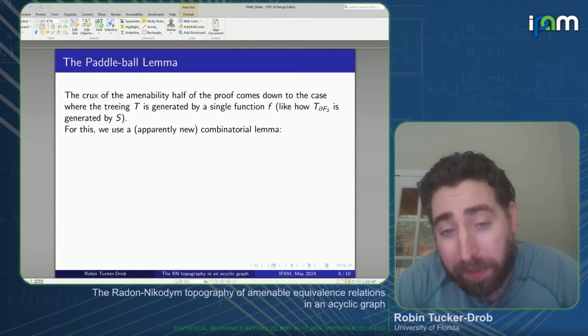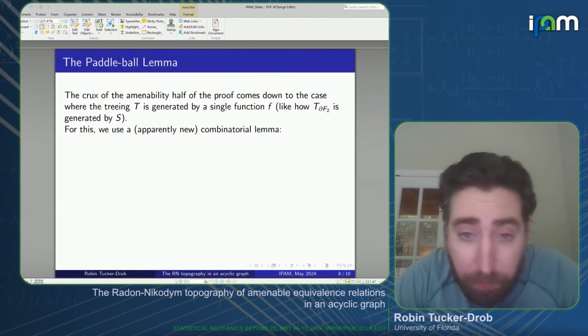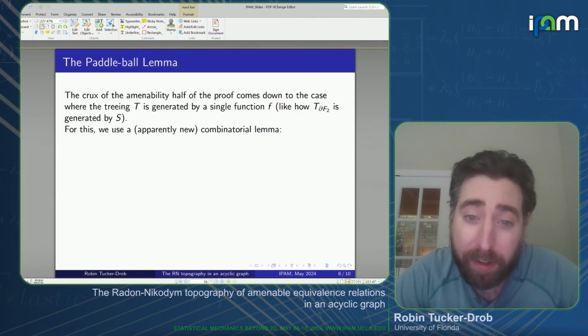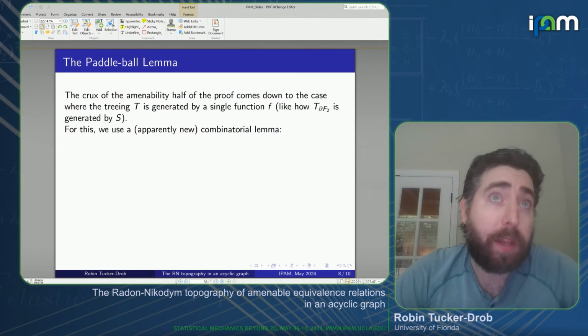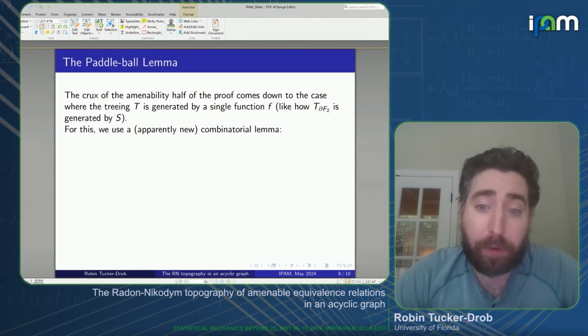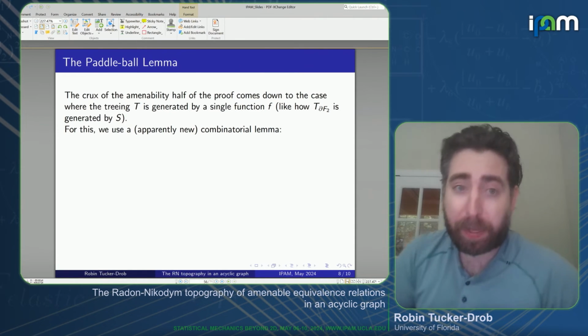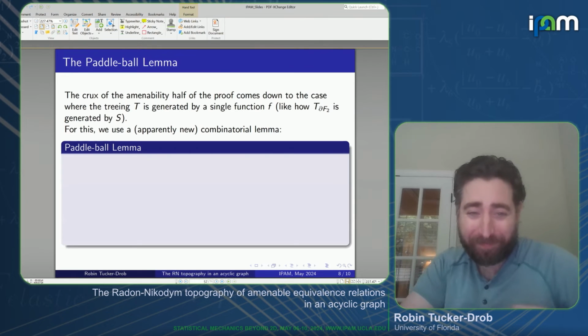But then the most difficult case comes when there is no measurable way of choosing a backwards end, and then you still need to show that every backwards end is vanishing. And to do that, we need this combinatorial lemma. Well, one of the proofs that we have uses this combinatorial lemma, this paddleball lemma.